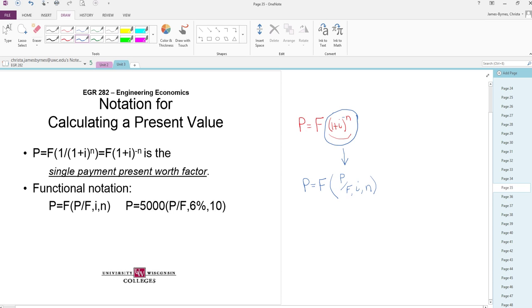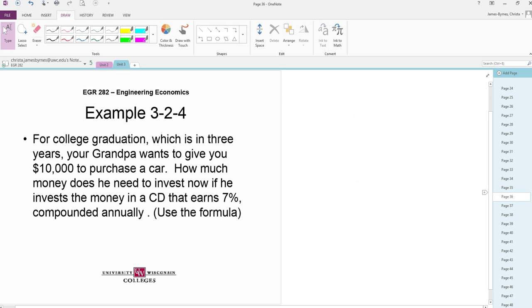Okay, so here's an example. We have a future value of 5,000. Find a present given a future. The interest rate is 6% per period, and we're doing it for 10 periods. Notice I'm not saying years, I'm saying periods. 6% per period. n and i are always per period. Okay, so let's do an example here.